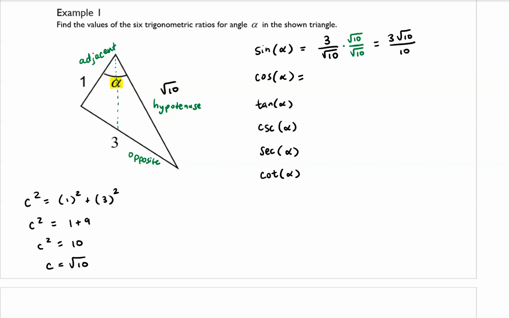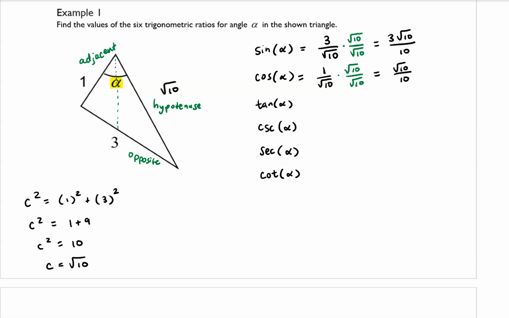For cosine of alpha, if we follow our mnemonic device, we have Soh-cah. So cosine is equal to the adjacent length, which is 1 here, divided by the length of the hypotenuse. And again, we don't want a square root in the denominator, so I'm going to rationalize it. And if I multiply these, I get the square root of 10 over 10.